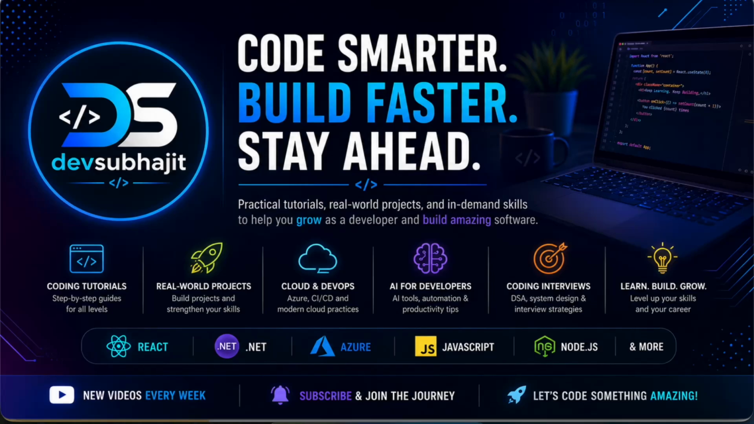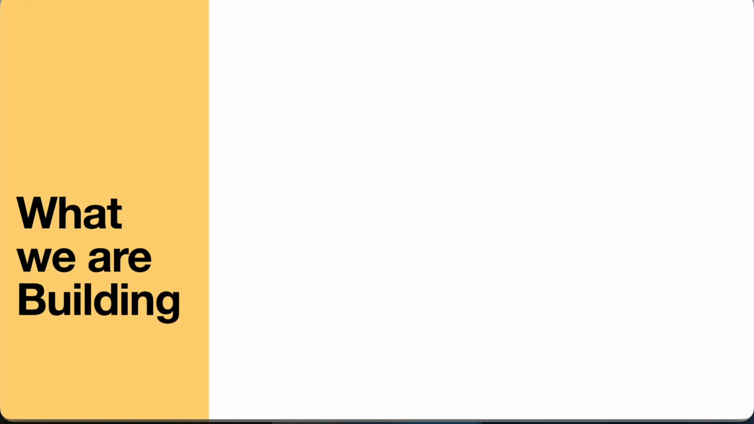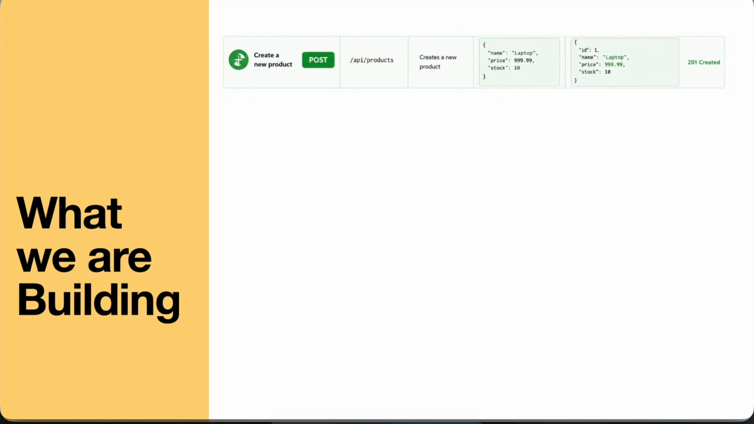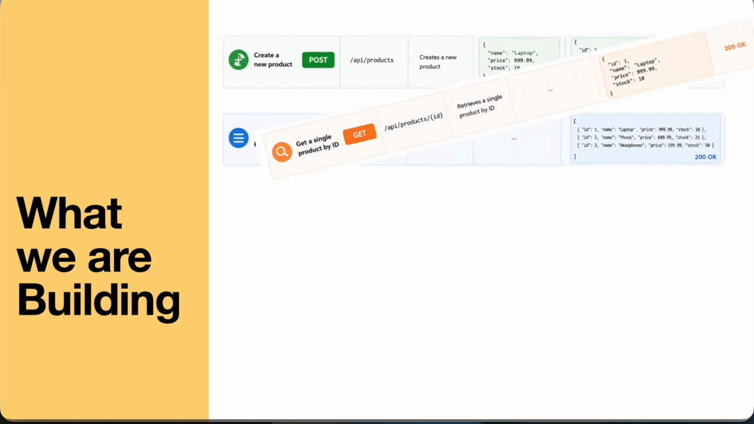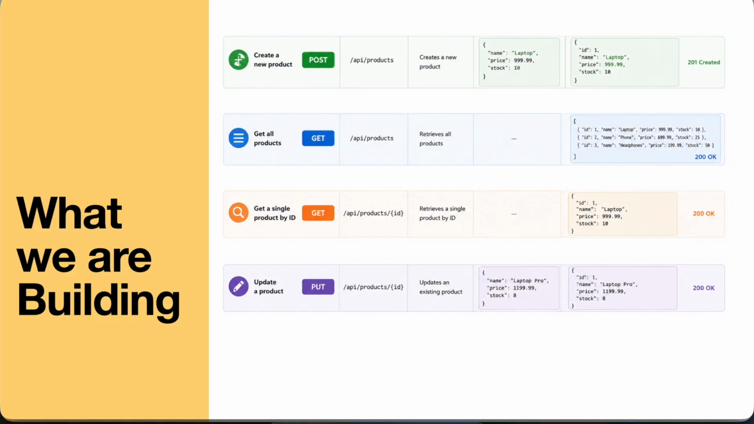In this course, we are going to learn .NET CRUD API. So what are we going to build? We are building a post request, a get all request, a get by ID request for a single product, and then update product, and finally delete a product.